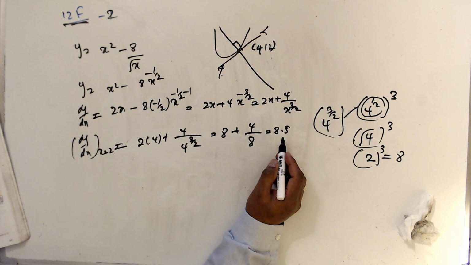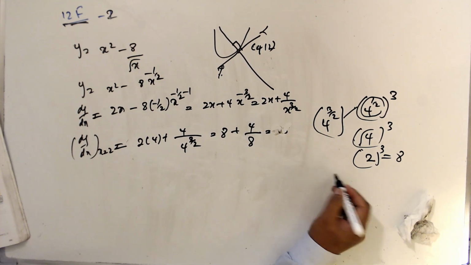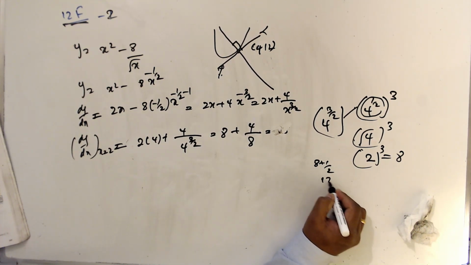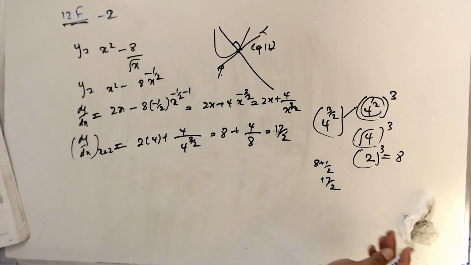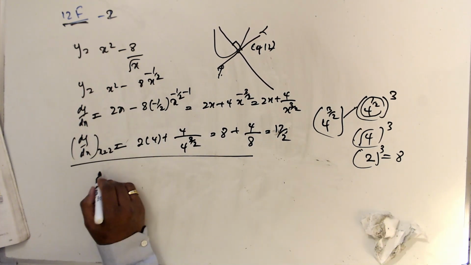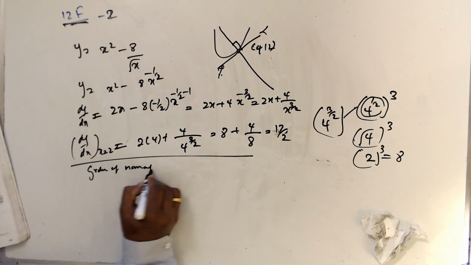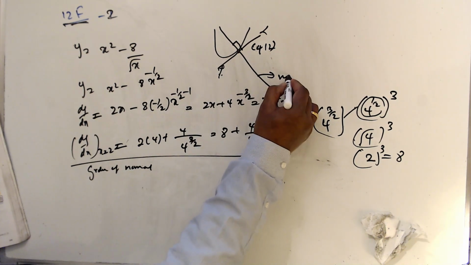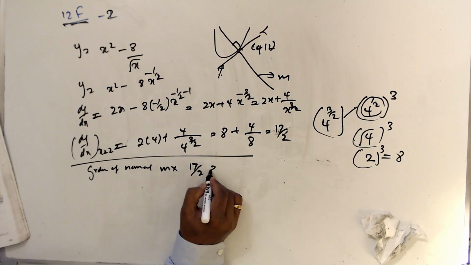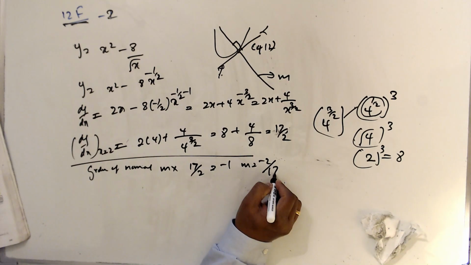Now, okay, I will stay with 8 plus half, 17 over 2, without doing decimals. Now, so gradient of normal. So let's say gradient of normal m. So m times 17 over 2 should be minus 1. Then m equals minus 2 over 17.